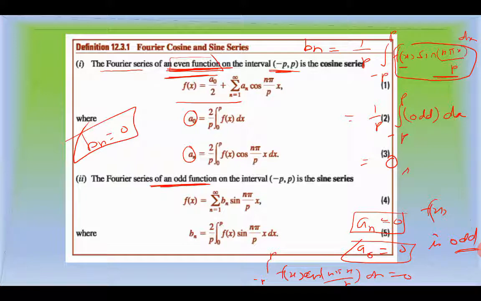In that case, we have to find only bn. And what happens in bn? The formula is slightly different. Instead of negative p to p, they have written 2 times 0 to p. That's all. 2 times 0 to p. Okay. So remember these formulas for the Fourier cosine and sine series.